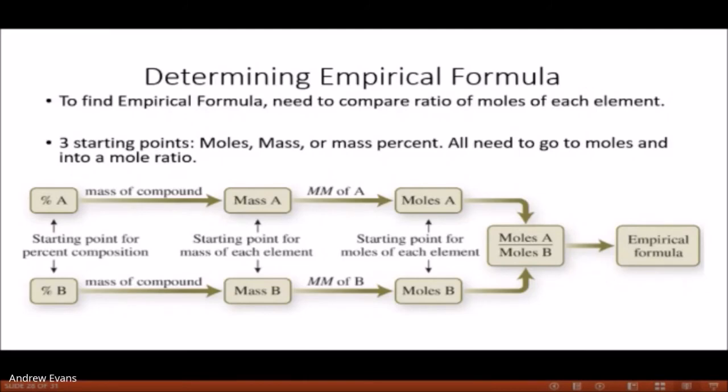So we could start from mass, and then we just have to convert both to moles by molar mass. But we could also start from mass percent. In that case, we're going to go from mass percent to actual mass to moles before we get our mole ratio. So we could start anywhere in those three regions, but we're all going to get to the same ending point of a mole ratio.